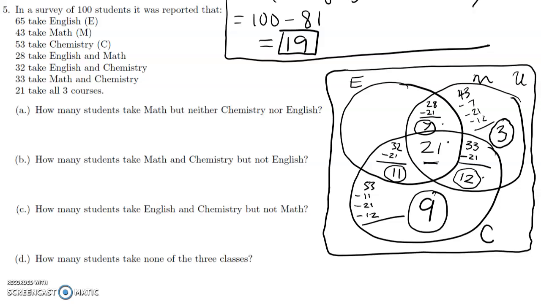All right. Now we've just got English left. So let's take a look at the number in total who take English. Well, in total for English, there's 65. But we've already counted 11, 21, and 7.